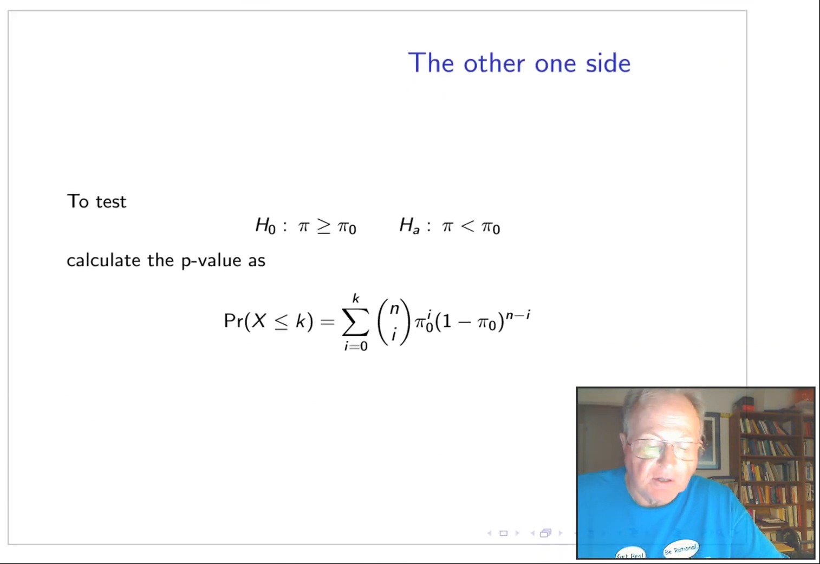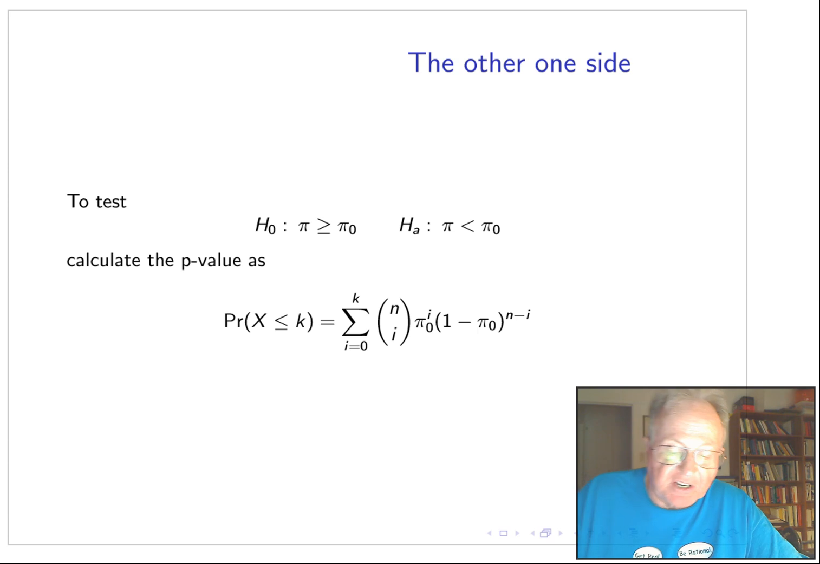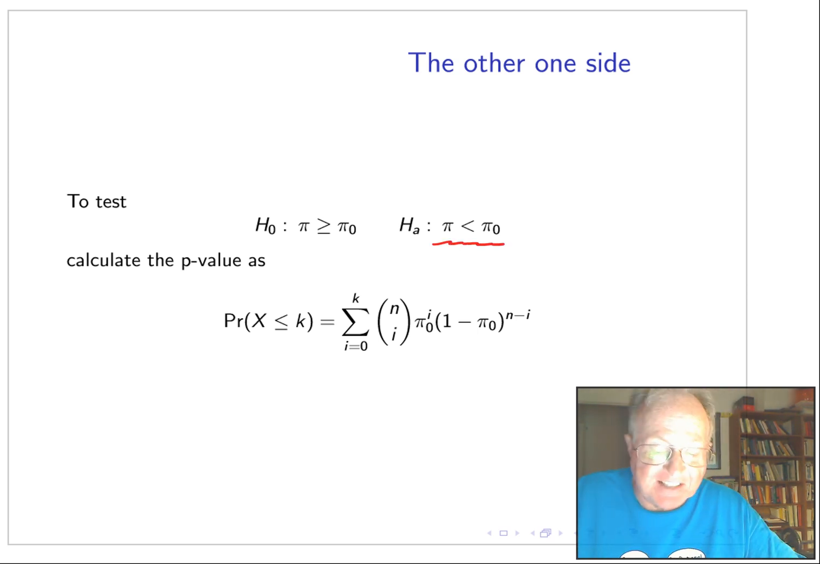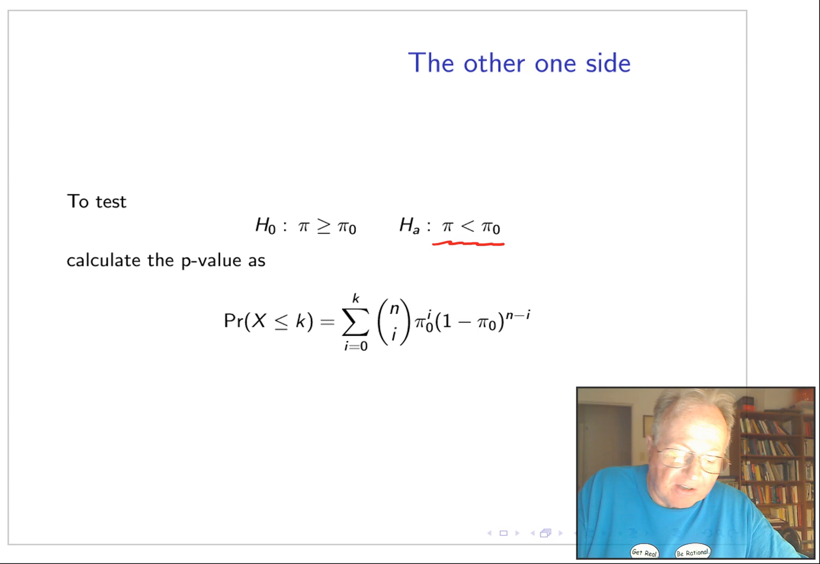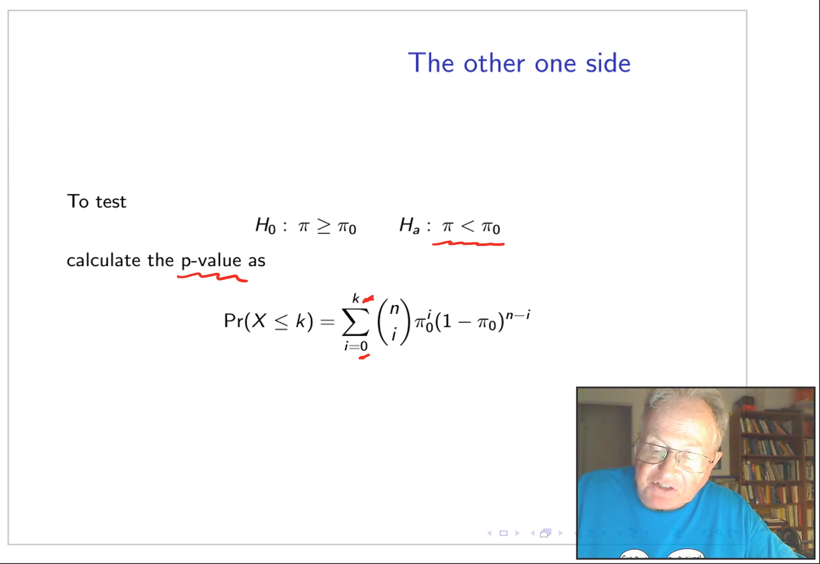That was a greater than. Now the other one-sided hypothesis, the research hypothesis says the proportion is less than some specified value. And so the p-value is even simpler. We'll just calculate the sum of the probabilities from 0 up to the observed value k, add up all those binomial probabilities, and that'll give us the p-value. So let's look at some examples and see how this works.